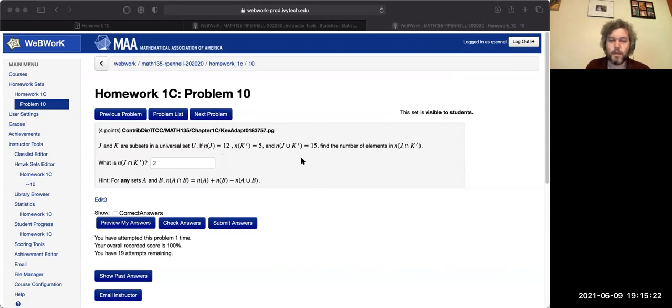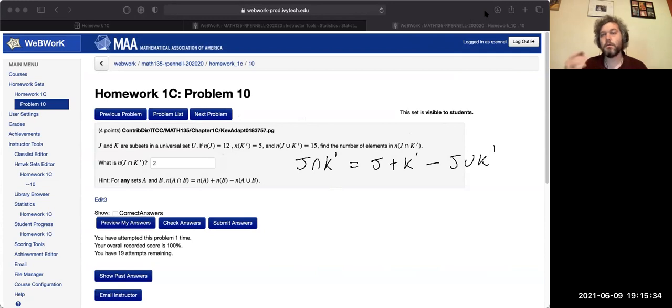So I think that it would still be true to say that J plus K complement minus J union K complement is still true, even though we're using J and K instead of A and B, and we're using complements instead of just standard. I believe that it would still be true. We're given all of this information. So this is 12, this is 5, and this is 15. So yeah, that's going to equal 2.